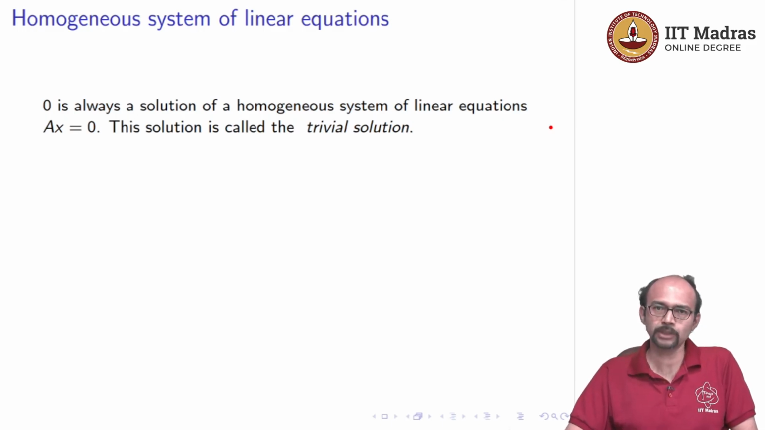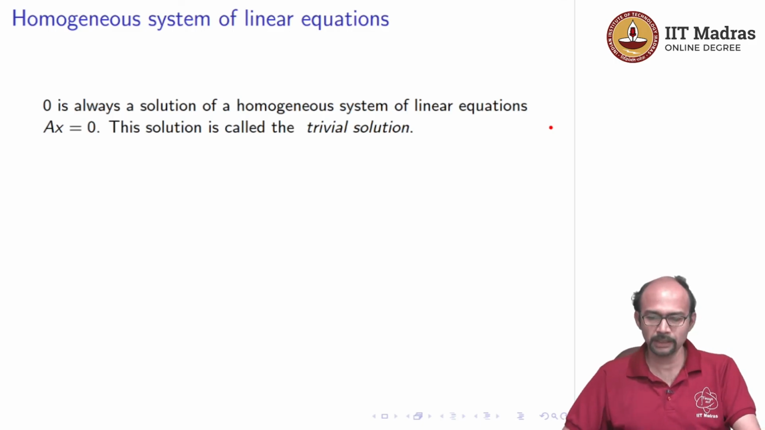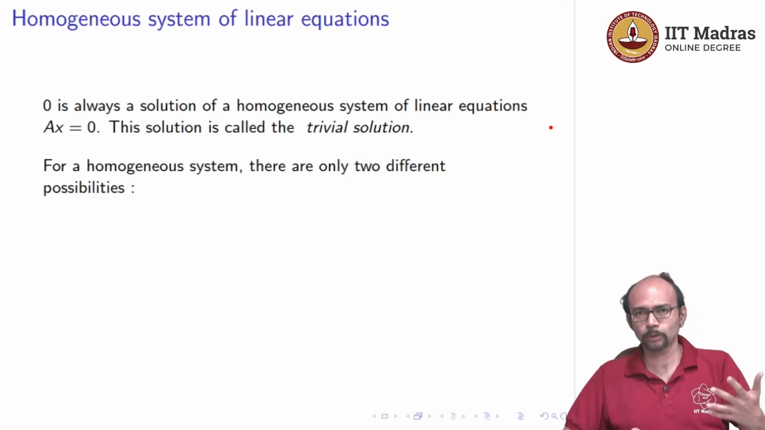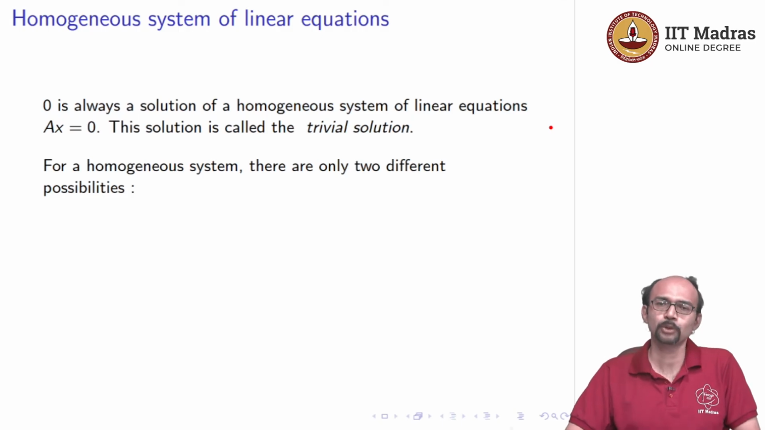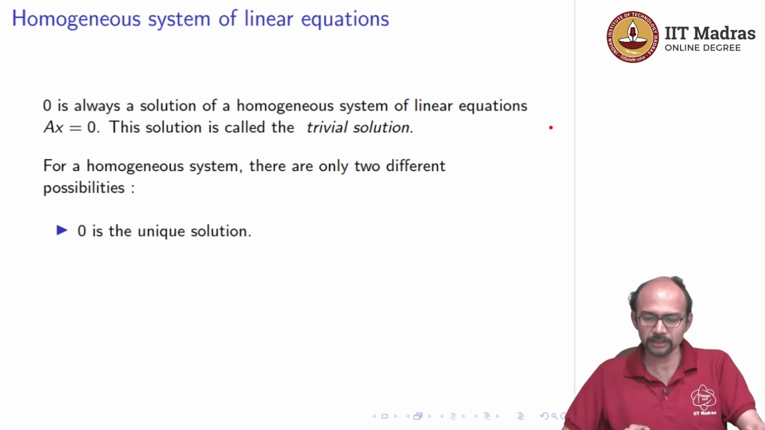The solution x equals 0 is called the trivial solution. And of course, that also means that if you have a solution which is not 0, meaning there is some xi which is not 0, then that is called a non-trivial solution. So, for a homogeneous system, there are only two different possibilities.